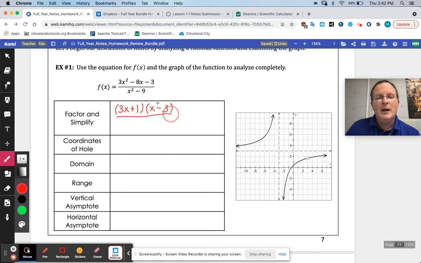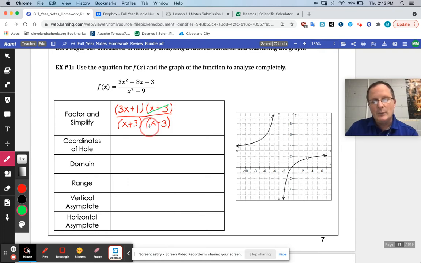Now, the denominator, though, is a difference of two squares. It may have been a little while since you've had this, but that factors as x plus 3 and x minus 3. Okay, there'll be a little bit of factoring we'll have to do here at the beginning, and then you'll see that there'll be some shortcuts along the way. Now, indeed, these two factors are identical to one another, so I can simplify this fraction.